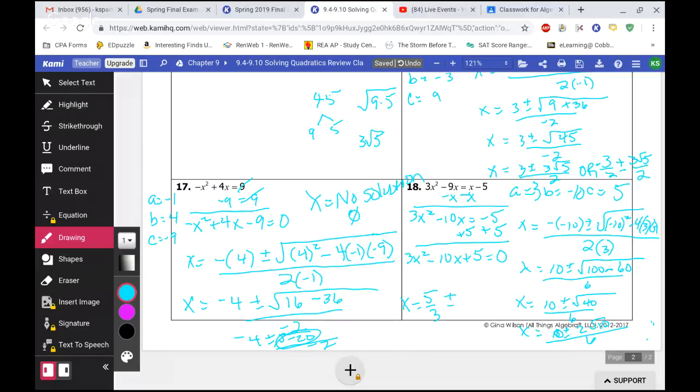But that 2 is going to cancel here. And then it would be root 10 over 3. So if you separate it, it will look like that. If you didn't separate it, it would look like this. 5 plus or minus root 10 over 3. Either way is perfectly fine. Either way you want to write those is perfectly fine.